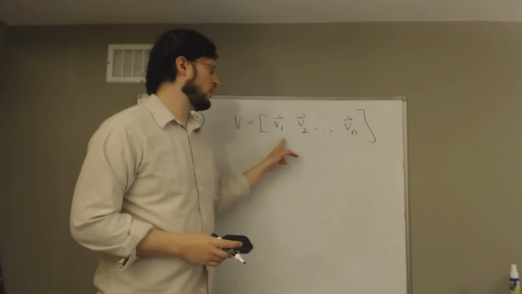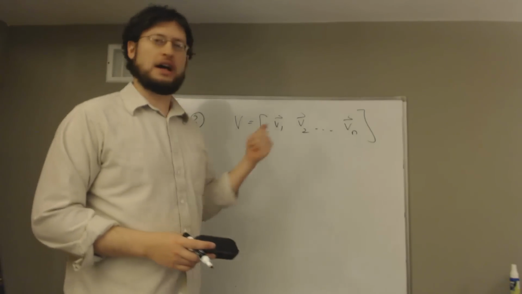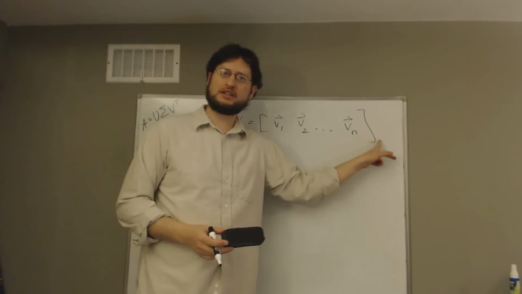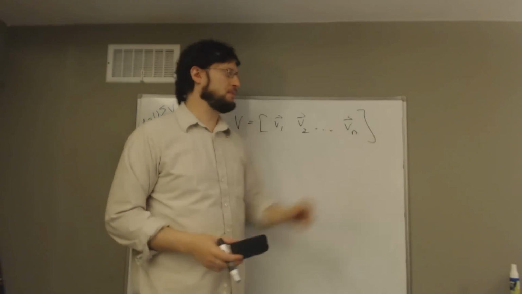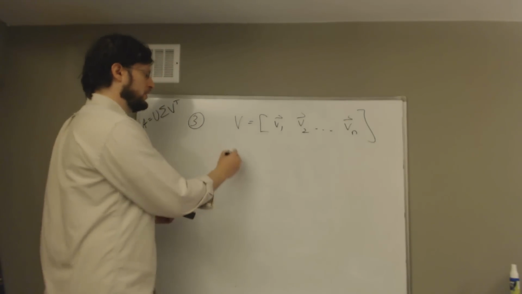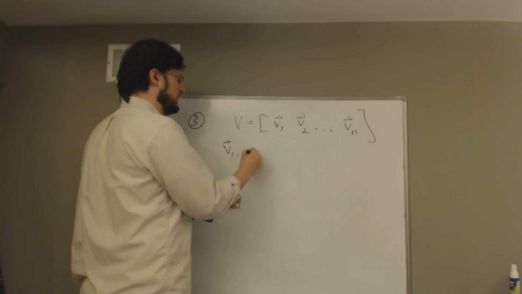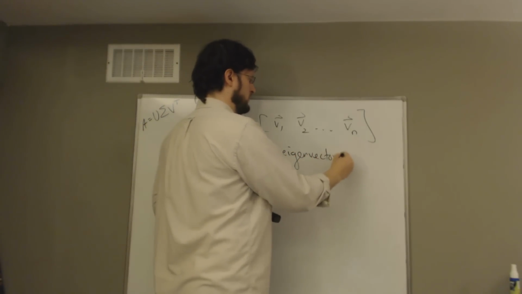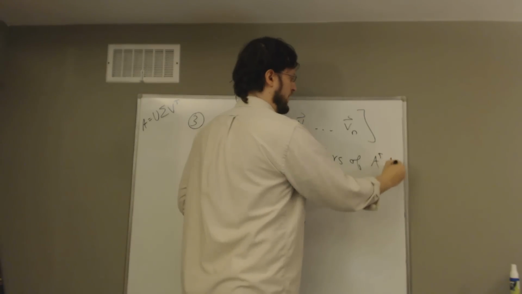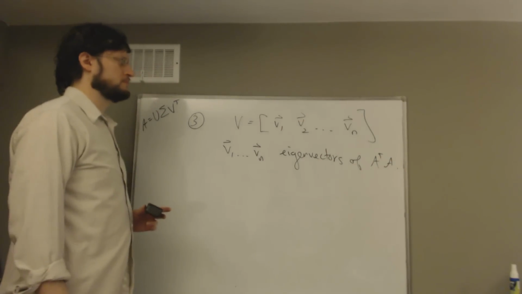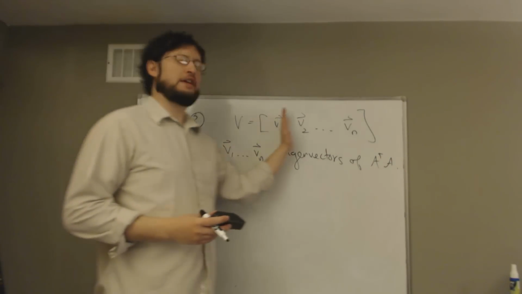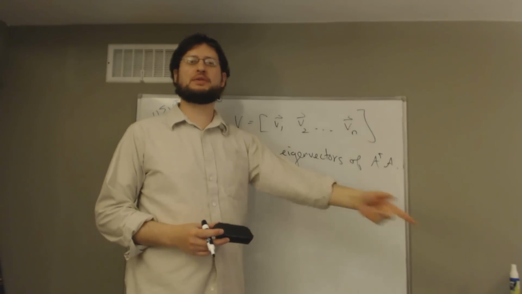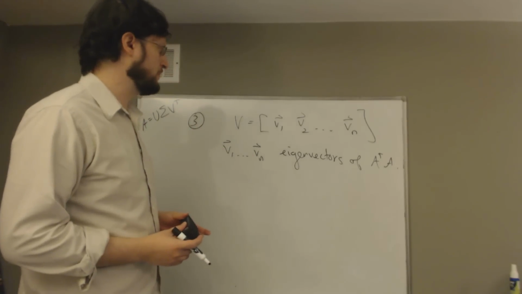And so we're going to include all of these vectors that we got from our orthogonal diagonalization process, all of the eigenvectors of A transpose A. So V1 through Vn are the eigenvectors of A transpose A. And again, they go according to the same order as our decreasing order of the eigenvalues.